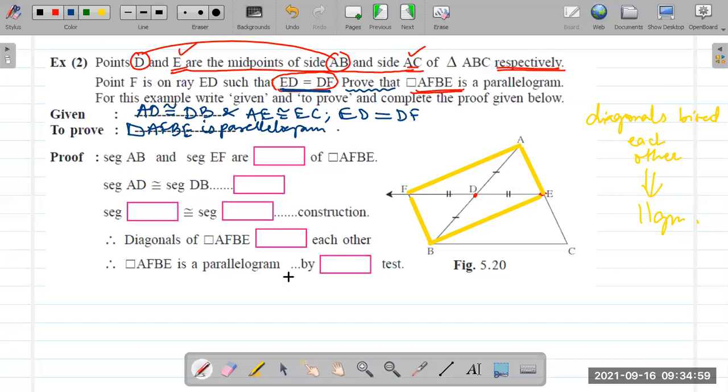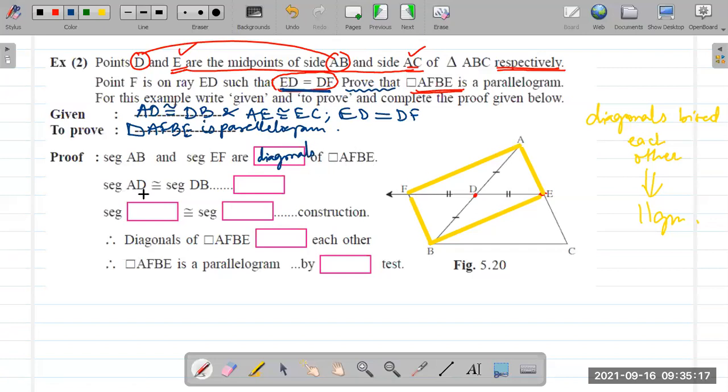Okay, now let's fill in the boxes. Segments AB and EF are the dash of the quadrilateral. AB and EF. Concentrate. AB and EF, they are the diagonals, isn't it? They are the diagonals of the quadrilateral AFBE.